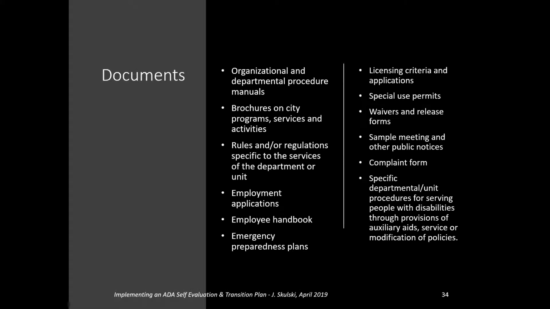What are the documents that you should be looking for? This is kind of a general rundown of the different types of documents that I request. The organizational chart, organization and departmental procedure manuals, brochures on your program services and activities, if you have any rules or regulations or ordinances, employment applications, employee handbooks, emergency preparedness plans, licensing criteria, special use permits, waivers and release forms, sample meetings and other public notices, complaint forms, and specific departmental units or procedures for serving people with disabilities through the provision of auxiliary aid services or modifications of policies.